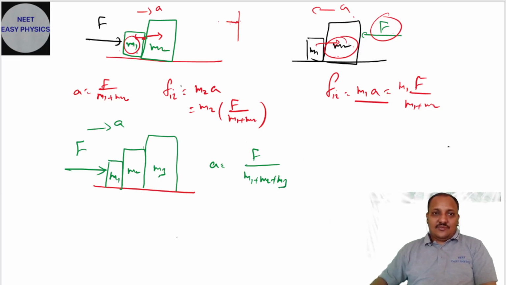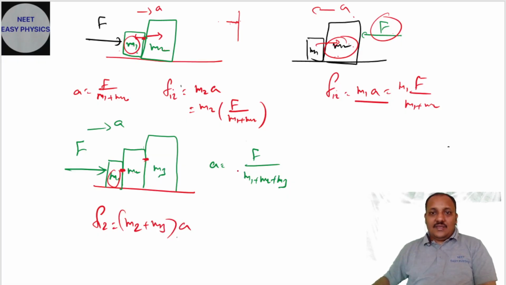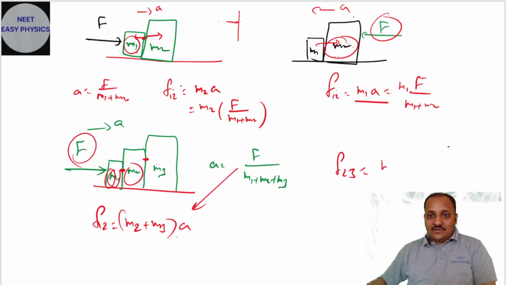Now, what is the contact force between 1 and 2, and between 2 and 3? For F12, between 1 and 2, the force is acting on M1 and the remaining two are there. Therefore, it is M2 plus M3 times A. Again, you have to take A as this. For the force between 2 and 3, F23, force F is acting on M1 and M2, therefore it does not act on 3. Therefore, M3A. Again, you have to take A as this.